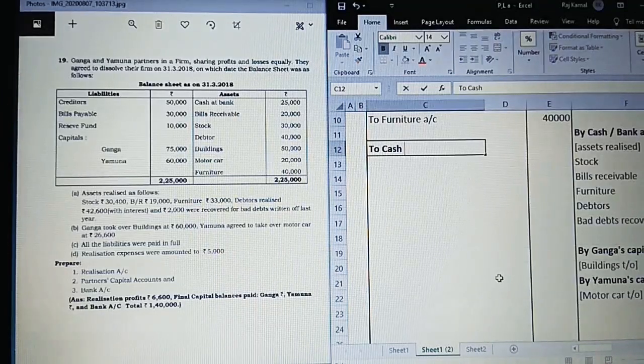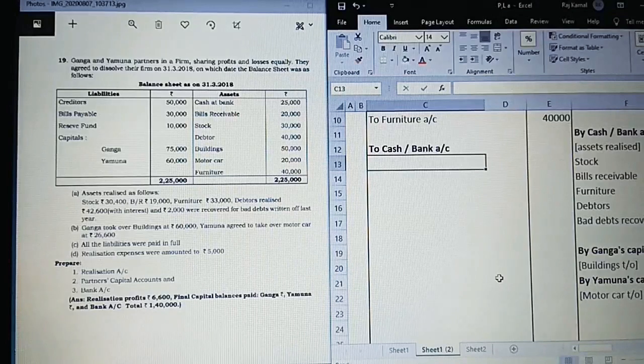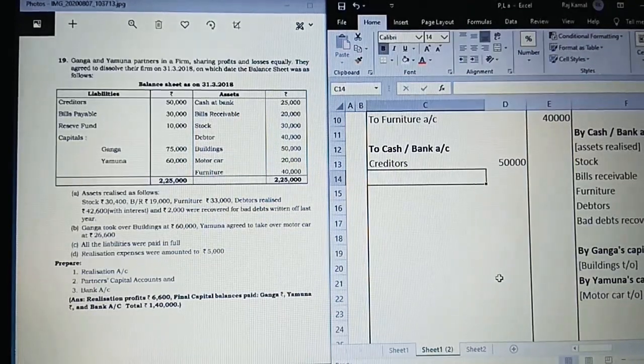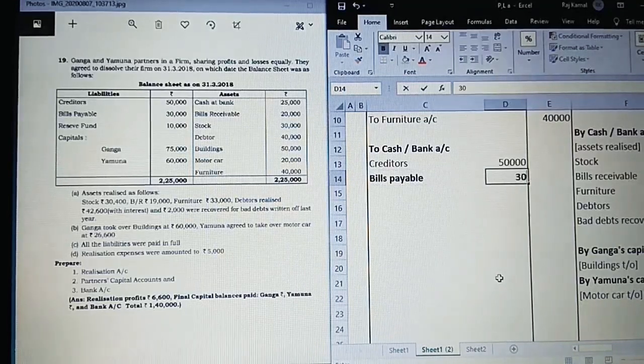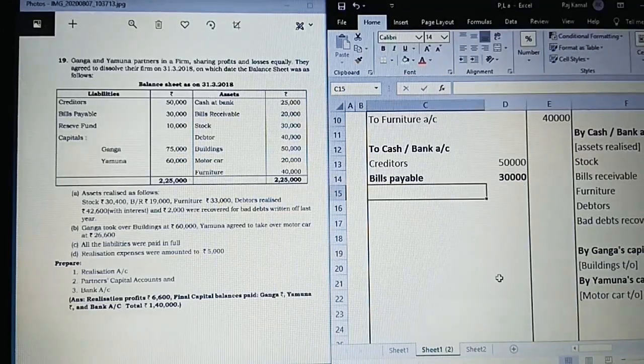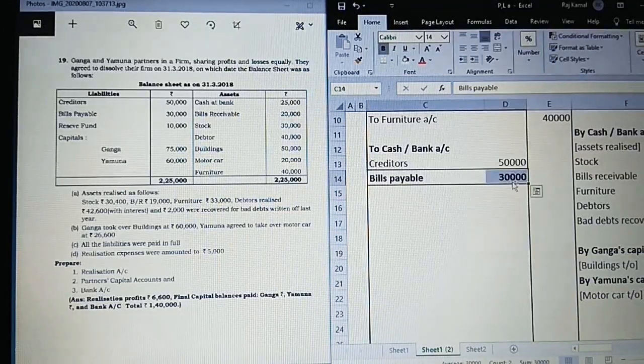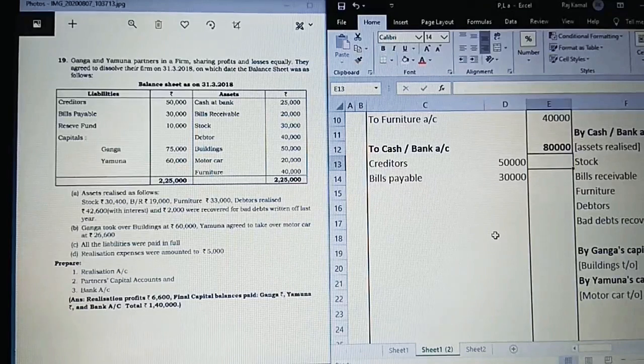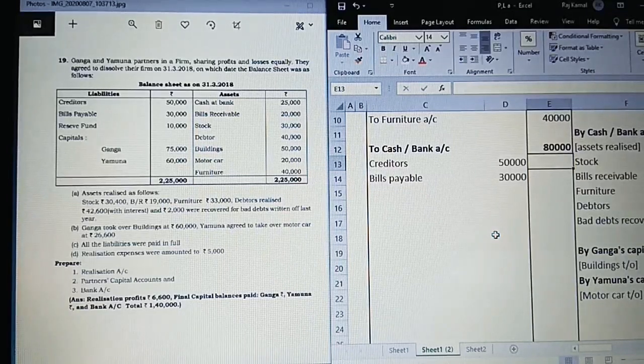Any payment should always be in the form of cash or bank. Receiving and paying should always be in the form of cash or bank. Now all the liabilities were paid in full. So just copy from the question the creditors. Take the book value of that and show that it has been paid. That's all. Bills payable, 30,000. So we had only two outsiders, right? So this has also been paid. So the total of this is going to be 80,000. We have completed even the third adjustment.